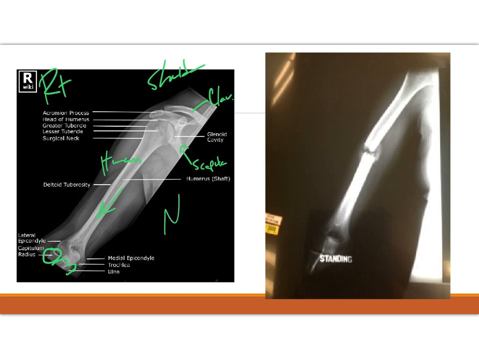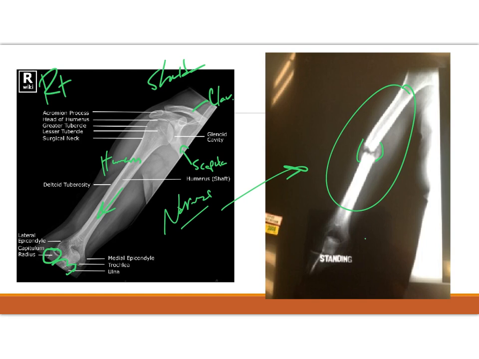Now this would be a normal image. This would be a problem, right? So this is a right arm with a major fracture of the humerus. This is bad enough that you're seeing a lot of swelling and stuff going on in this area that's even showing up on our X-ray.